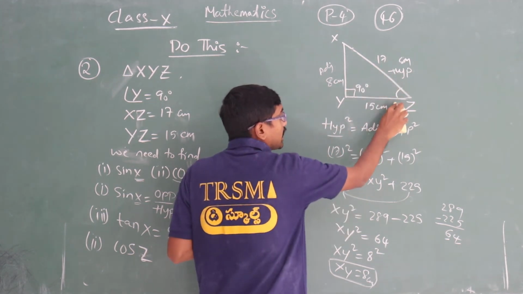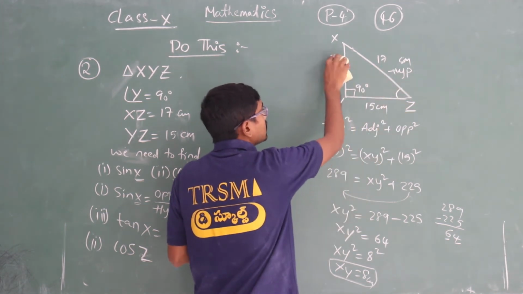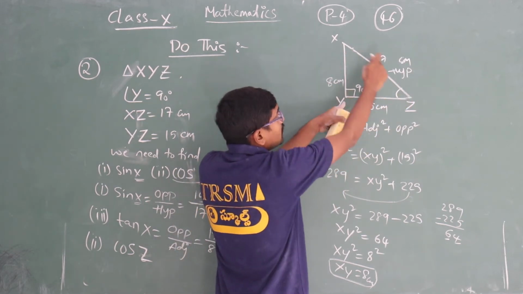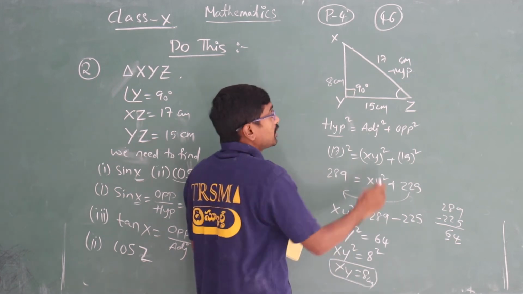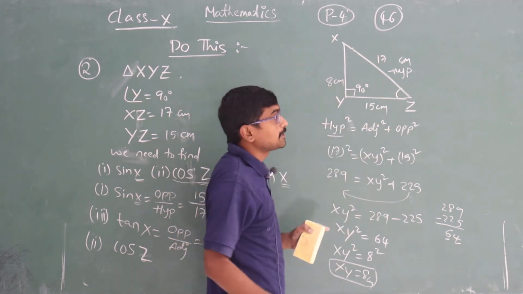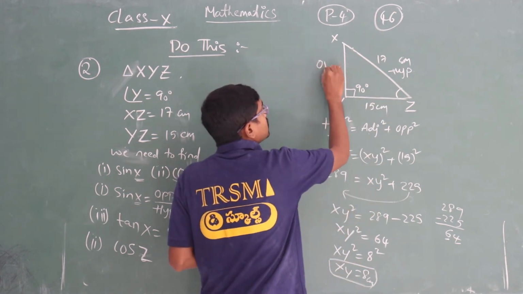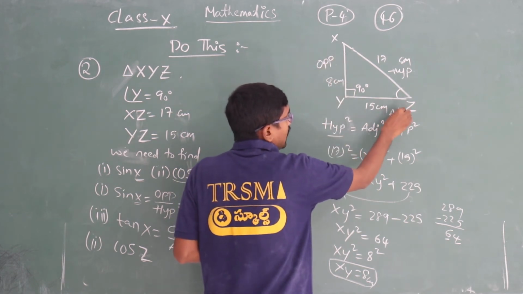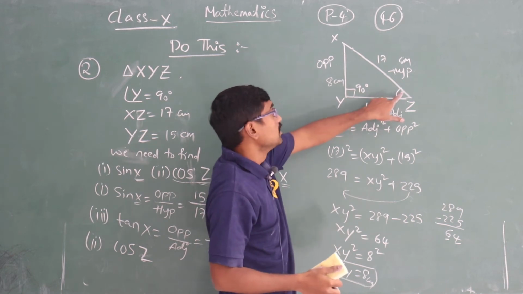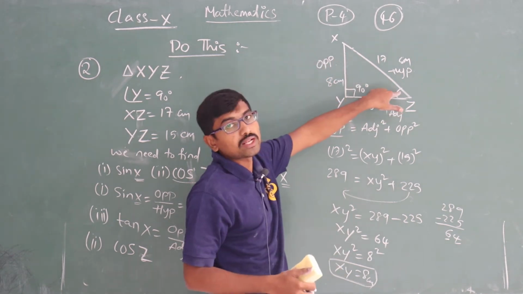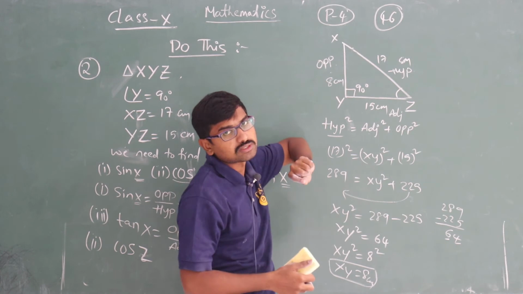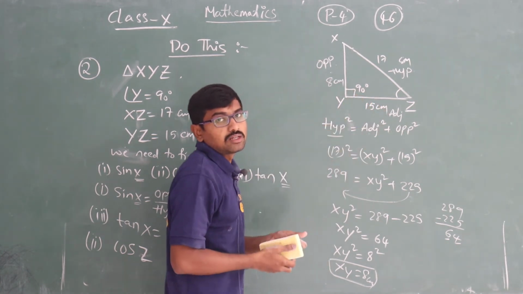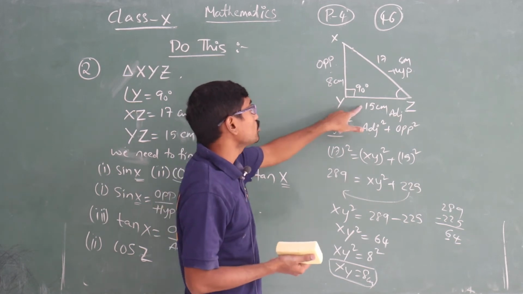If I take the acute angle at Z, you can see here the opposite and adjacent will change. The values will be the same. The length of the sides will be the same, but the names will be changing. So here this will become opposite and this will become adjacent. Why? As I am taking the acute angle at Z, the side which is opposite to acute angle Z will become the opposite side, and the side adjacent to Z will become the adjacent side.